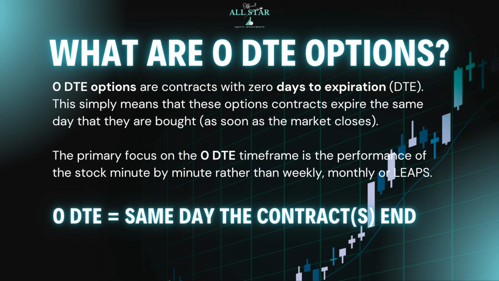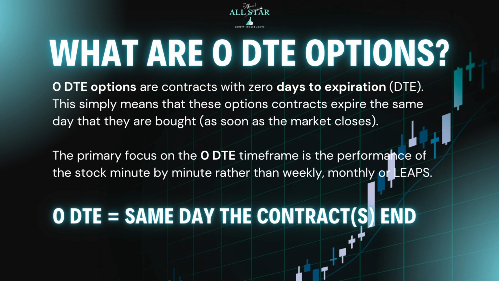In this video, I will be discussing 0DTE and how I effectively trade Tesla and QQQ contracts. So to start, let's define what 0DTE is. 0DTE trading refers to executing trades in options that expire on the same day that they are opened. So these contracts have 0 days to expiration.